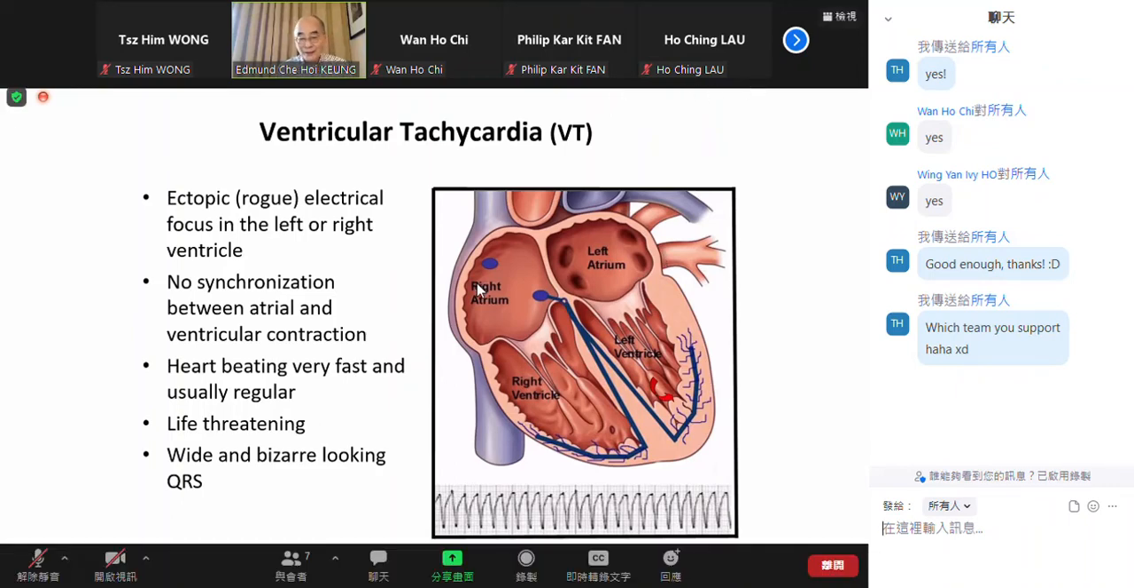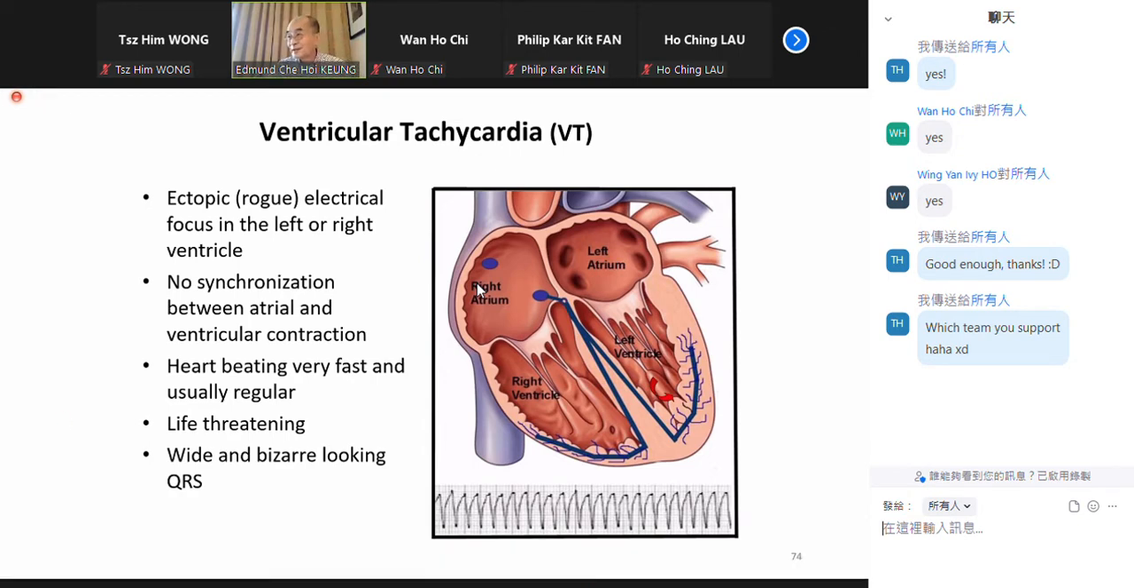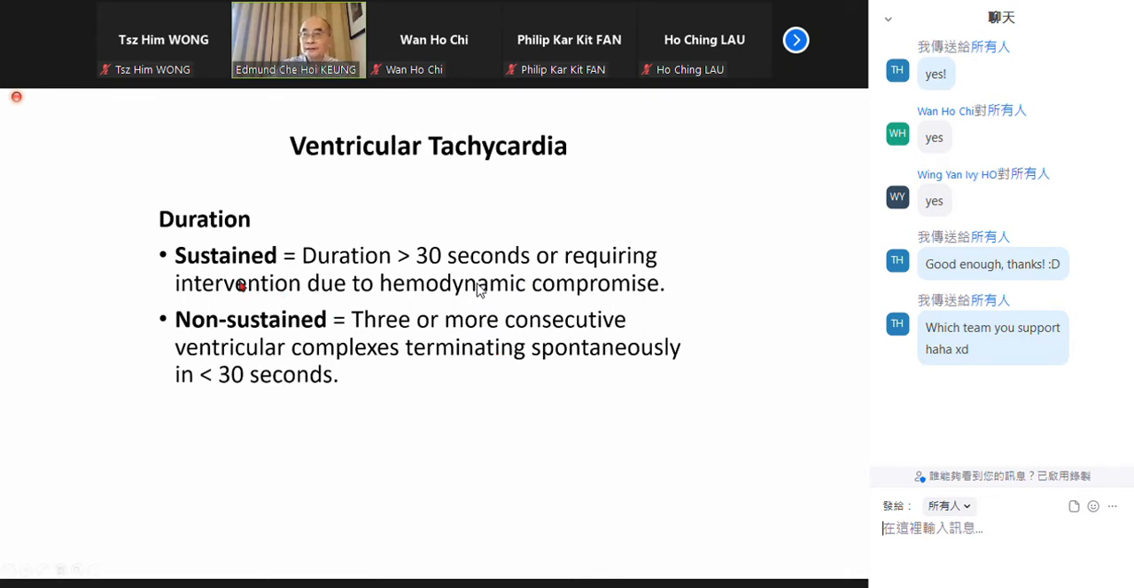The most important thing is wide complex, okay? And it originates from the ventricle. Now, there are different types of mechanism. Some mechanisms can involve reentry like this, and most of them are within the Purkinje fiber and muscle. And because it's in the muscle and in the Purkinje fibers, it is a wide complex. Okay? So just a quick definition: sustained, duration is greater than 30 seconds; non-sustained, less than 30.